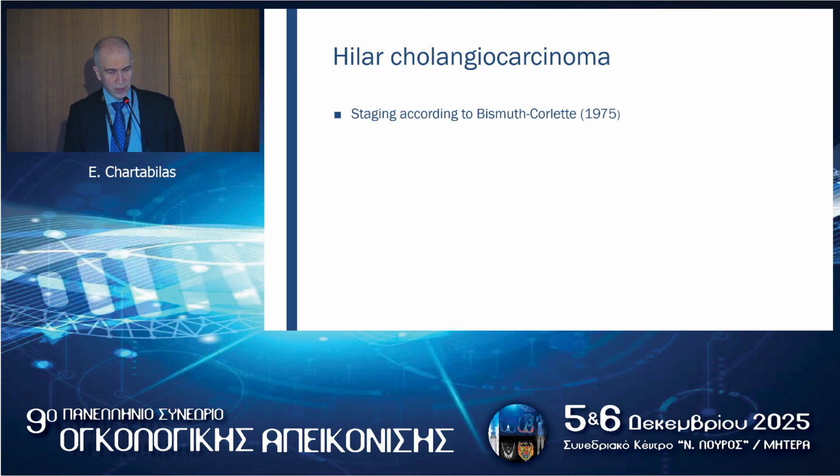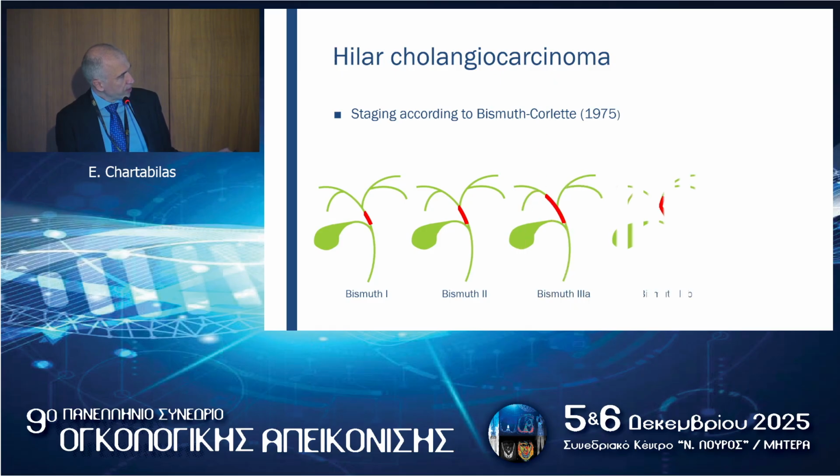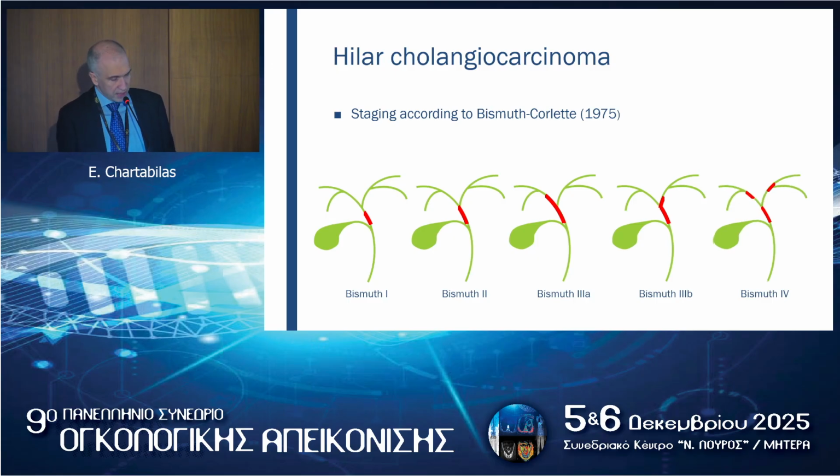So, starting with the hilar cholangiocarcinoma, the Bismuth-Corlette classification is still in use. Bismuth 1 is located to the common hepatic duct, Bismuth 2 extends to the hepatic duct confluence, 3A extends to the right secondary duct confluence, and 3B extends to the left hepatic duct confluence. And then there is Bismuth 4, either extension to both secondary confluences or skip lesions. Of course, by itself, it is inadequate for staging because it does not give us information about the situation of the vessels, about liver atrophy or lymphadenopathy.